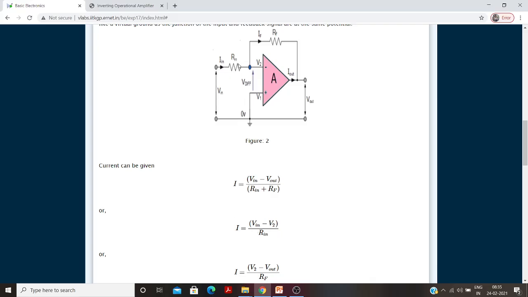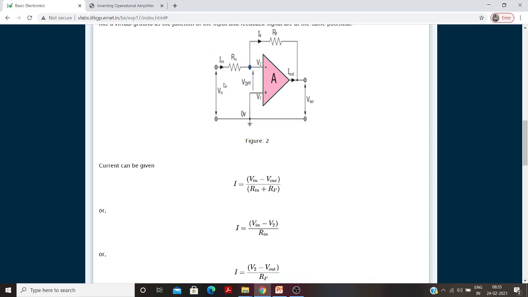Or we can say that this current I is nothing but V in minus V2 divided by R in. How have I calculated this? Because current is nothing but the voltage difference divided by resistance. So V in minus V2.